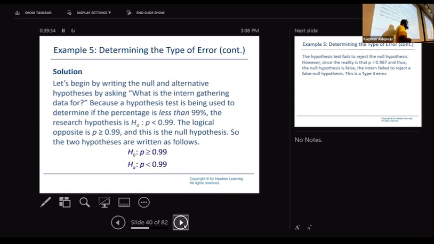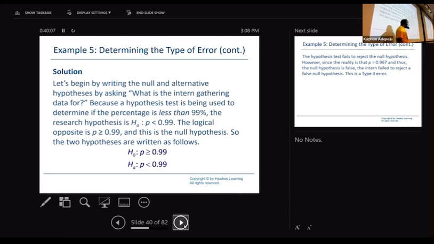Okay, this is the belief, okay? And at the end of the day, he failed to reject this, right? When he failed to reject it, but in reality, okay, it is actually 96.7. Where does 96.7 lie here? It is here. 96.7 is less than 99%. But this guy failed to reject. What does that mean? It means the null hypothesis is wrong, but he failed to reject that. That's a type 1 error.